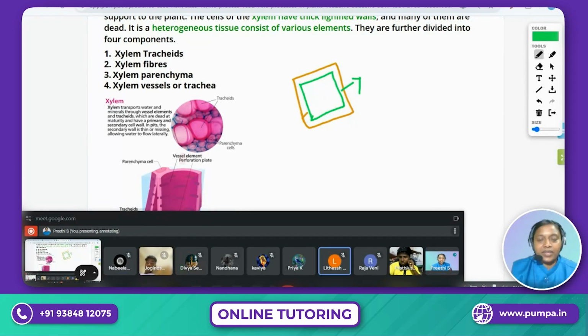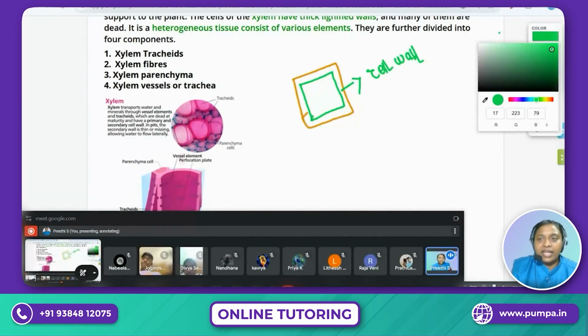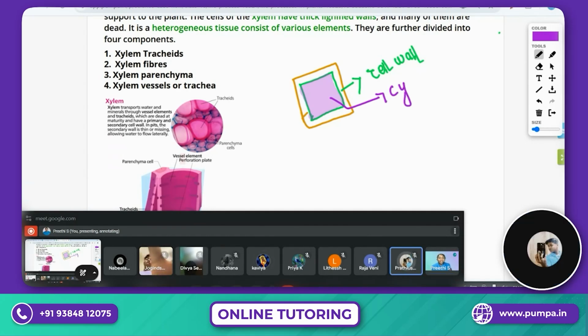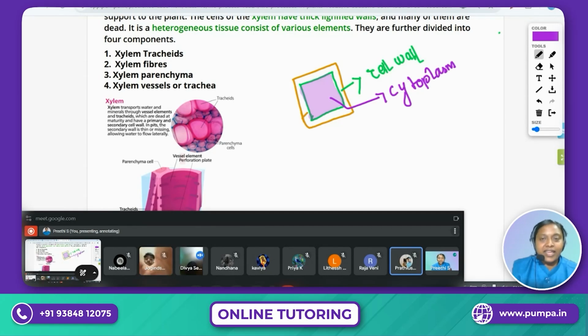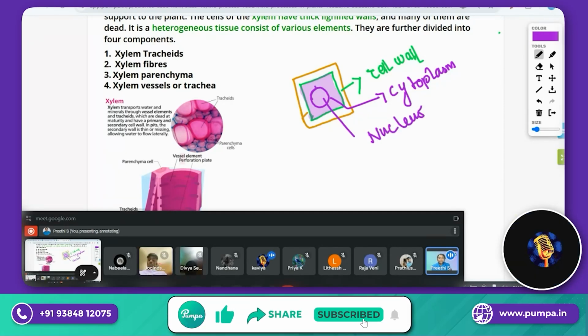The outermost part of a plant cell is the cell wall. Next to it, you know very well from your ninth grade cell structures, there is a jelly-like substance. What is its name? It starts with C. Very good, it's the cytoplasm. And then it has a nucleus. You would have learned all three parts, right?